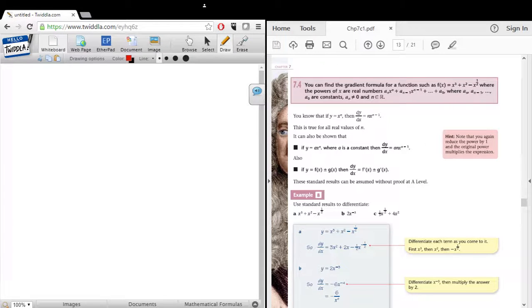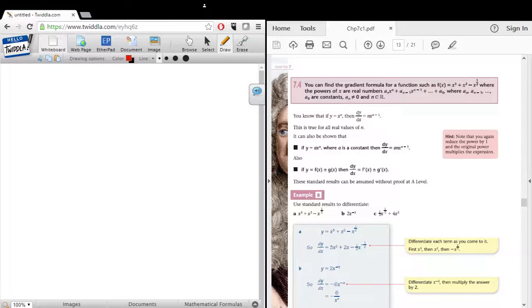7.4. You can find the gradient formula for a function such as f(x) equals x to the power of 3 plus x to the power of 2 minus x to the power of 1/2, where the powers of x are real numbers, as follows, and where a_(n-1) all the way up to a_0 are constants. You know that if y equals x^n, then its differential, where y is differentiated with respect to x, equals n multiplied by x to the power of n minus 1.